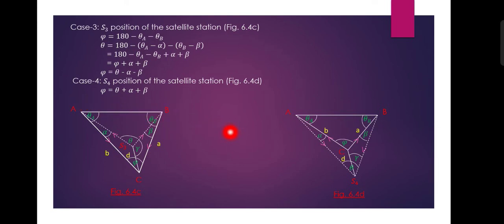Similarly, for S4 position in 6.4d we can prove this by only altering the signs before alpha and beta. As we can see in this, alpha and beta can be obtained by just altering the signs to positive. So that's how we complete the question.